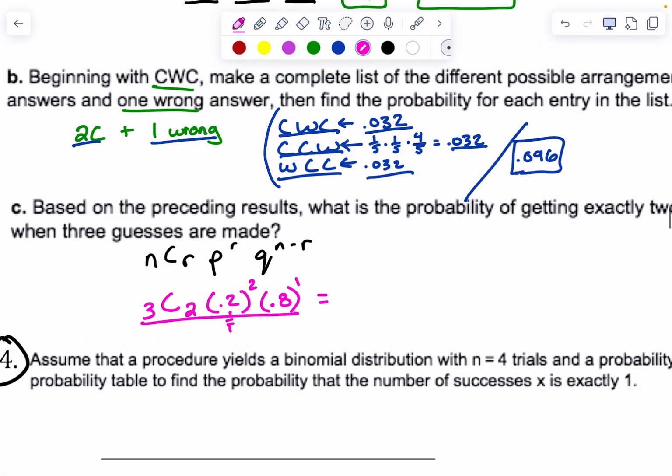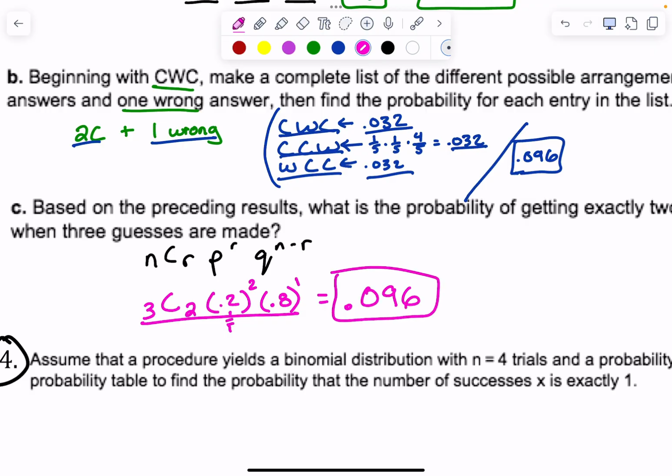0.096. Oh, man, look at that. 0.096, just like we got up above.